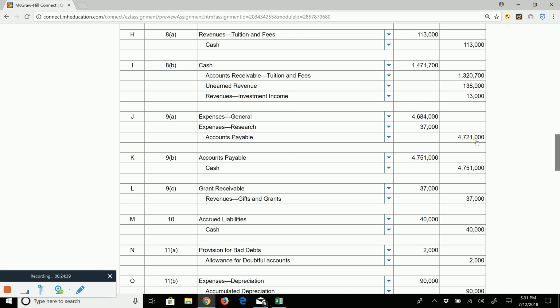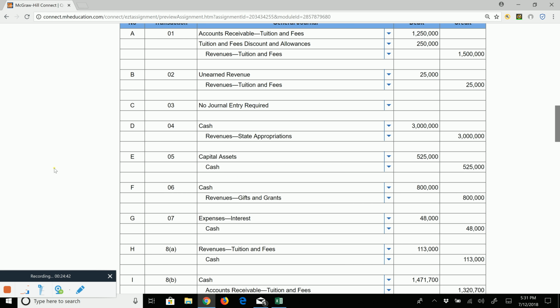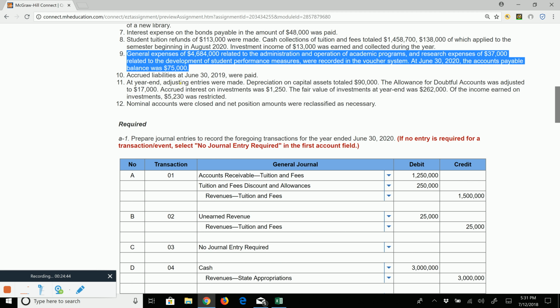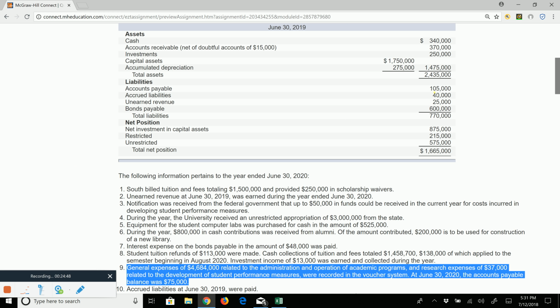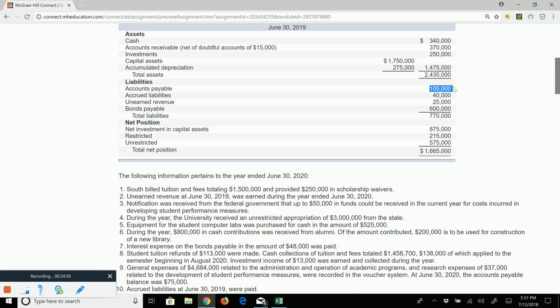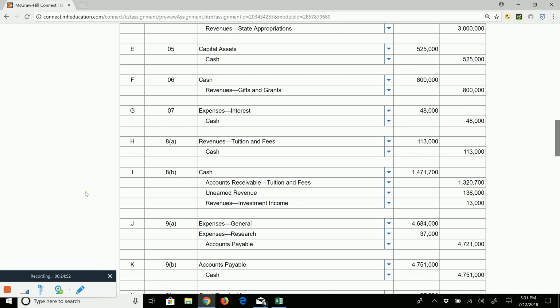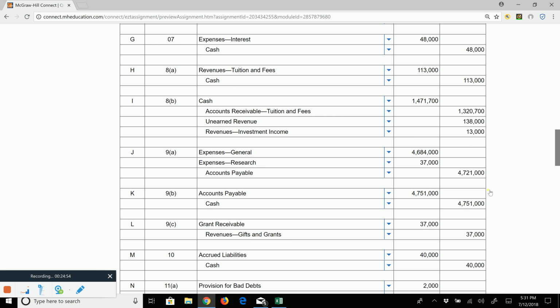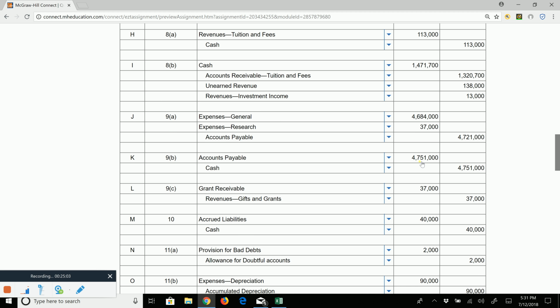All of it was paid, all right, with some exceptions. It says the balance was $75,000 in accounts payable. So what we need to do is look at the beginning accounts payable of $105, add in the increase to the accounts payable of $4,721,000, subtract out the ending payable of $75,000, and we do some math, and voila, we've paid $4,751,000 of the payable. Debit the payable, credit cash.